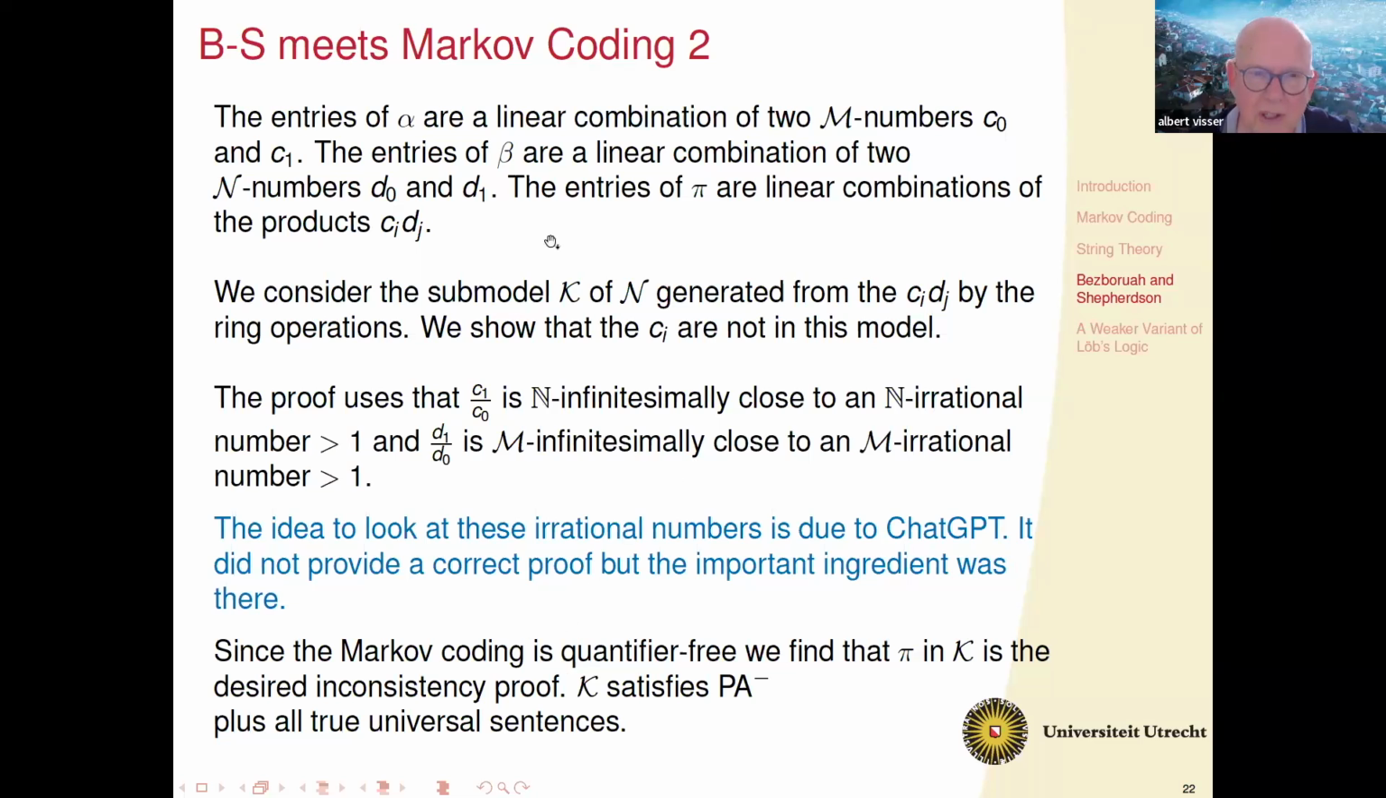Yeah. So note, of course, the advantage of the Markov coding is that since concatenation of strings is so simple, here we still have that we can manipulate those proofs, right? We can still concatenate them, where this is not possible with the original Bezboruah-Shepherdson proof, at least. So I don't have a counter argument, but at least it's not clear at all how to do that.